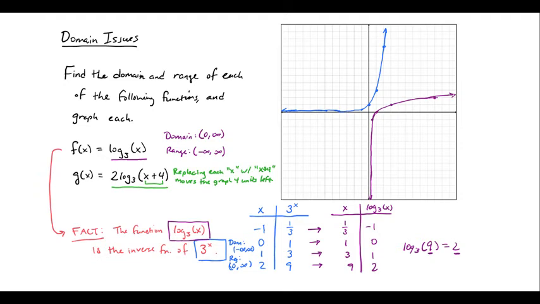And then, what about this 2 here? Multiplying the entire function value by 2 stretches the graph vertically by a factor of 2.